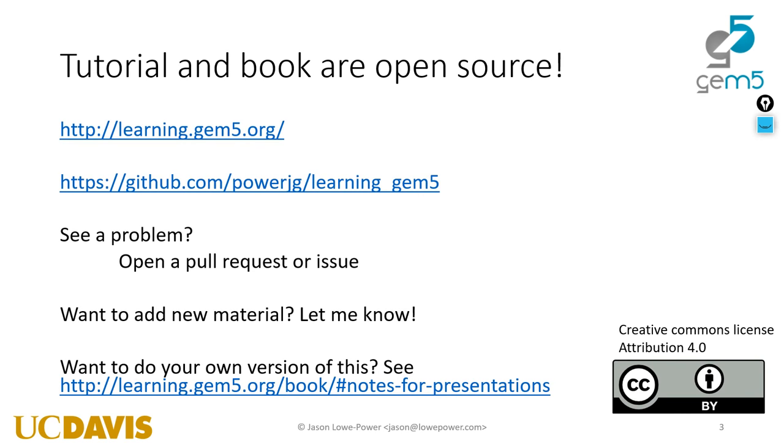Okay, so before I get started, I wanted to say this is all open source, all the material that I'm going to be covering today. You can find out more information on learning.gem5.org. That has both the tutorial information as well as the book. The book is all online on GitHub. So if you see any mistakes, feel free to fix them and issue a pull request or open an issue and let me know about the mistakes. There are a lot of mistakes. I have not gone through and edited this particularly carefully. And if you want to add something new, like something I haven't covered that you are an expert in, please let me know. I am very open to pulling in contributions from outside.